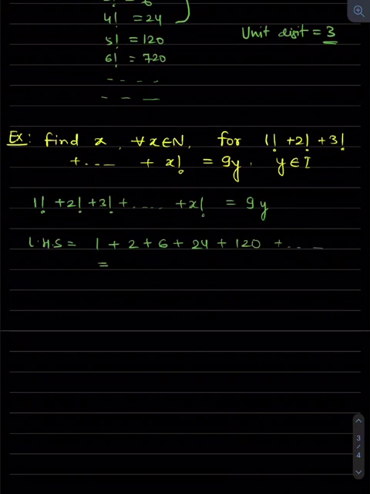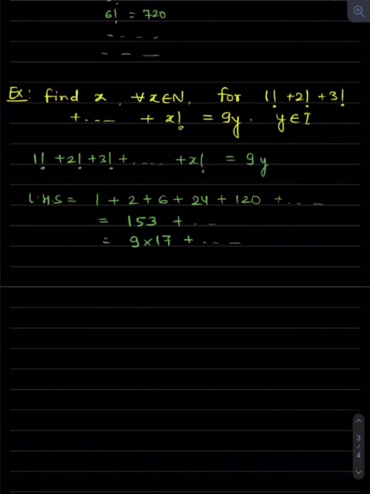So what is the summation of this? The summation of this is 153. And what is 153? 153 can be written as 9 into 17. Okay, now we can see that this number is also divisible by 9, meaning the summation of this is divisible by 9. This gives us 9 into 17. Okay, fine.